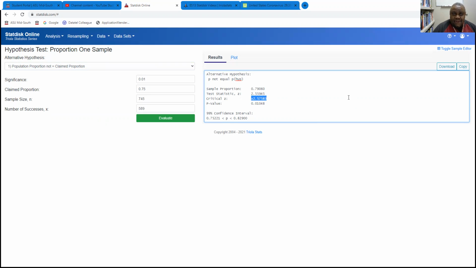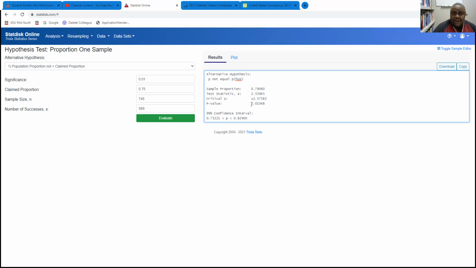And here you're going to have to separate this by commas because in MyMathLab, they don't have that plus or minus symbol that they have right here. So you have to say 2.575, comma, negative 2.575 because of the plus or minus. So here you have two critical values. In this case, positive 2.575 and negative 2.575.